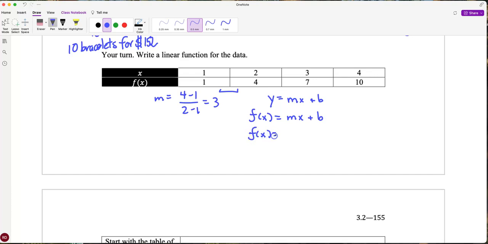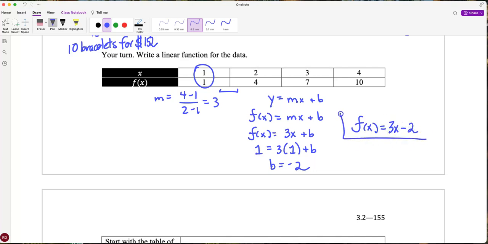So f of x equals 3x plus b, and then pick a point, (1, 1). When the y value is 1, the x value is 1. So b is equal to negative 2. So this function is f of x equals 3x minus 2.